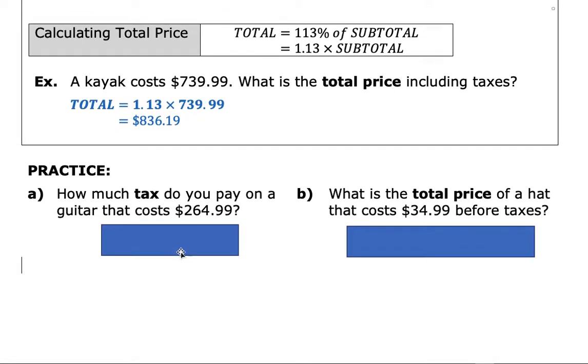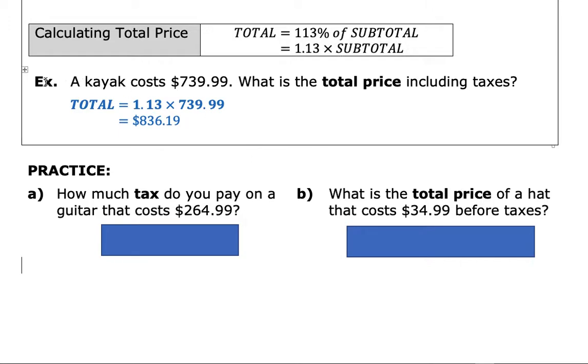Sometimes we need to calculate just the total price. We want to know how much are we going to pay altogether. And the total is 113% of the subtotal. As a decimal, that's 1.13 times the subtotal. Think about it this way. 1 times a number gives you that exact number back. And then 0.13 is an additional 13%. So altogether you'd have the original amount plus an additional 13%.